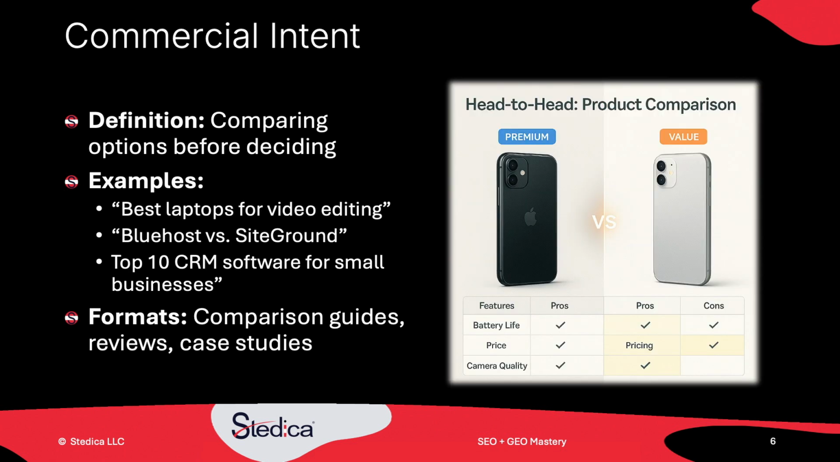4. Commercial intent. Researching before making a decision. This is a bit of a mix between informational and transactional. Users are exploring their options, comparing products, or reading reviews before making a purchase. Examples include best laptops for video editing, Bluehost versus SiteGround, top 10 CRM software for small businesses. To target commercial intent, you need comparison guides, product reviews, testimonials, and case studies. Your goal is to help users make an informed decision, ideally choosing you.